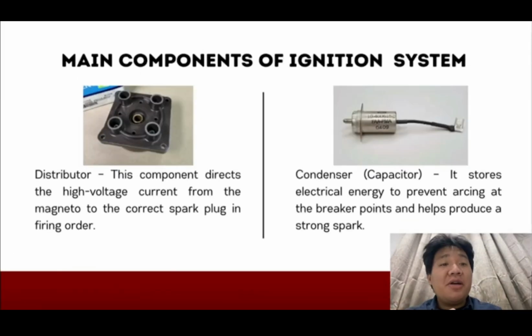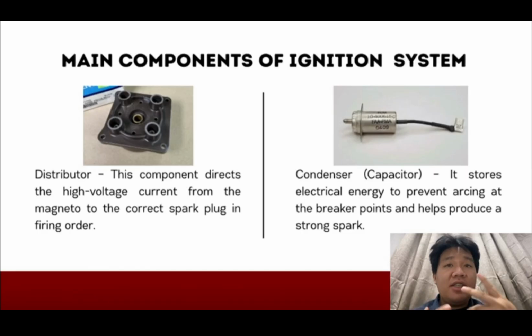So you do have here the next components, which are the distributor and the condenser, which is the capacitor. For the first one, the distributor is a part of the ignition system that sends the high voltage electricity from the coil or magneto to the correct spark plugs at the right time, and it also distributes the spark to each cylinder in proper firing order so the engine runs smoothly.